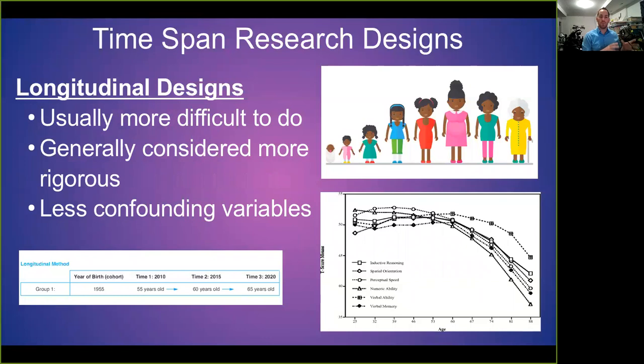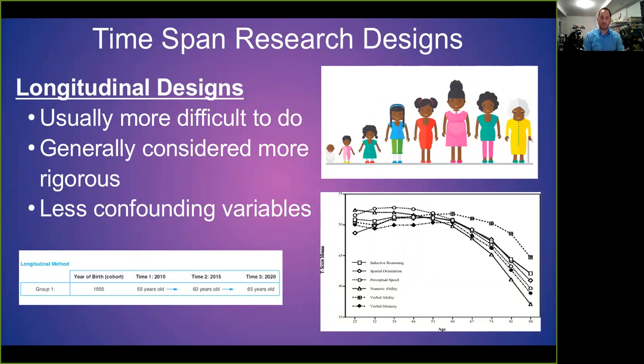It's more difficult to do, but it's considered more rigorous. There's less confounding variables because it's those same people. If you take 3 different groups of different ages, they might have had different experiences in their lives, but if you have those same people, you can say, okay, so for these 200 3-year-olds, from the time they were 3 to 5 to 7, they increased in these abilities. It gives you a really good sense of causal change as well.